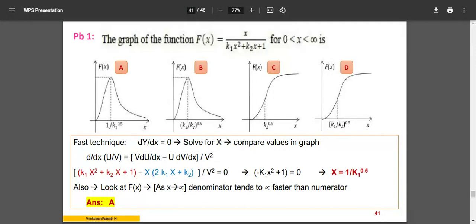And observe the graph. All the graphs, you observe it. On the x-axis, there is only one graph with x equal to 1 by k1 power 0.5. That is A. Exactly at that point, there is a maxima. Right? There is a maxima. So you can come to a conclusion that A could be the correct answer. This is just a logical way of doing it.